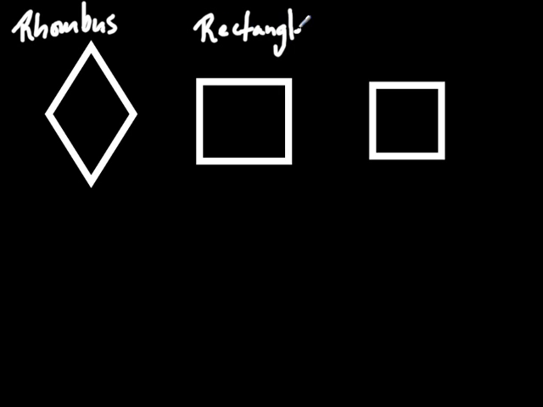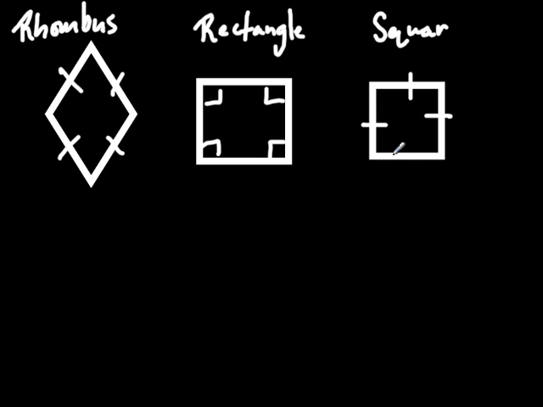Then let's mark it up. So we have our rhombus, we have our rectangle, and we have our square. Now a rhombus, by definition, has all four sides equal. A rectangle doesn't necessarily have that, but it does have the 90 degrees. And a square is both a rhombus and a rectangle.